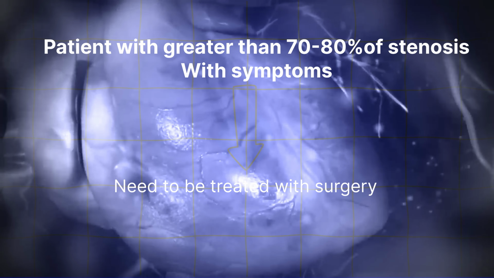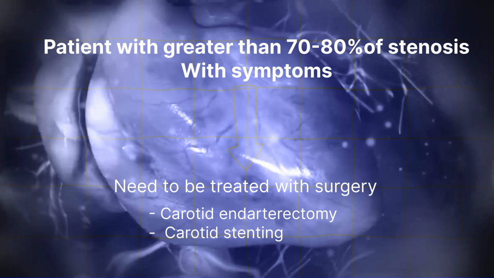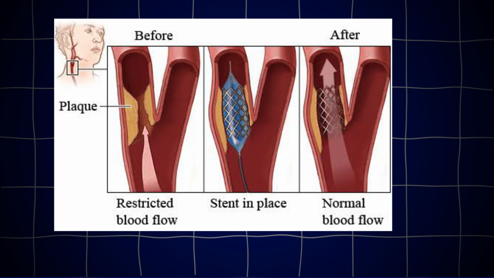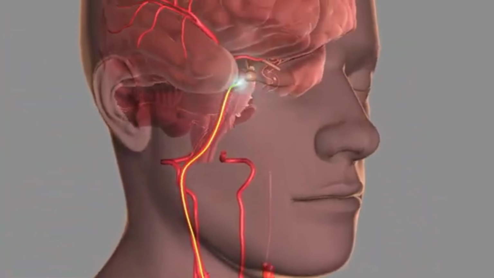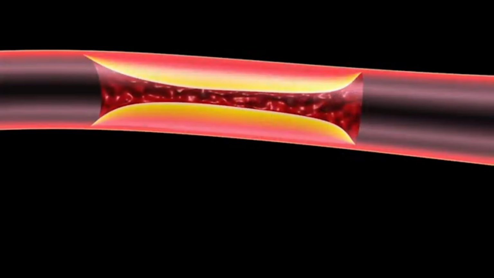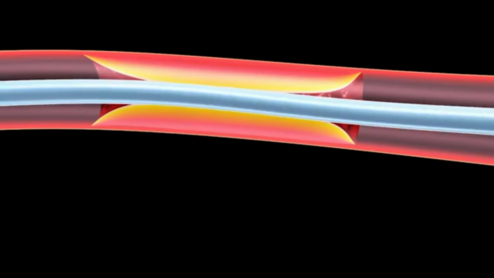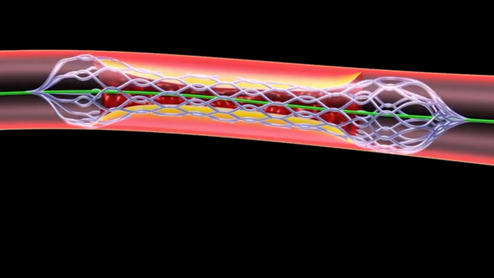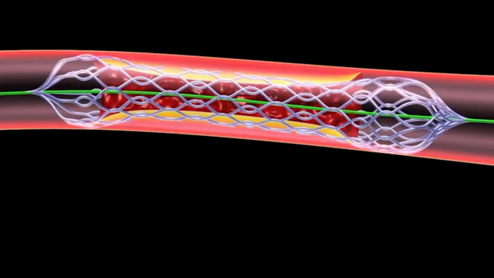In surgery, you have options like carotid endarterectomy or stenting. This is the picture showing carotid stenting. If you see this, these are atherosclerotic plaques, and they are blocking the blood vessels, and the wire is being passed and a balloon is being inflated to open up the blocked blood vessel. This is called carotid stenting.